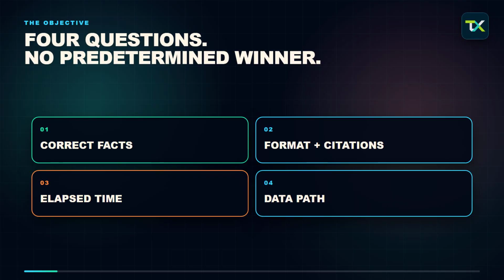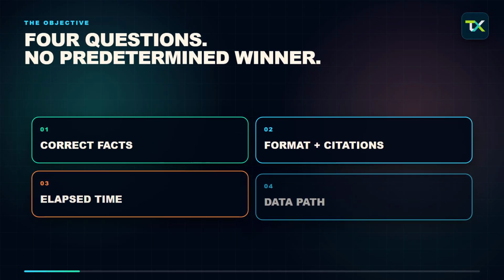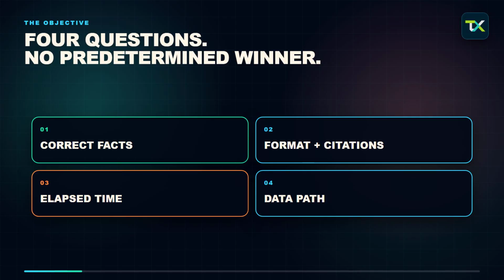The objective is not to declare one permanent winner. It is to answer 4 practical questions. First, can each system extract the correct facts? Second, can it follow strict formatting and citation instructions? Third, how long did each route take in this setup? And fourth, where did the document travel during processing? By the end, you will have a simple framework for choosing local, cloud, or a hybrid workflow for your own files.